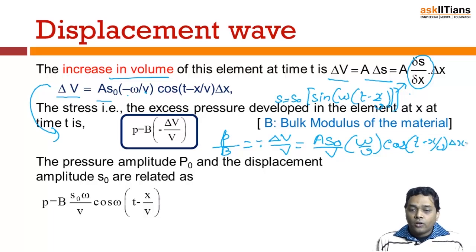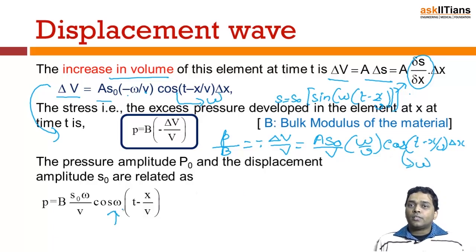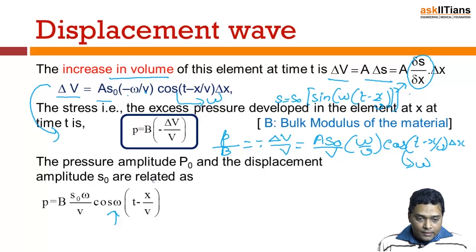If we combine all of these things, that is going to give you something like this, because A into delta x is going to go off with the volume, S naught is going to stay, omega is going to stay, V is going to stay. Rest of the things are going to remain as they are. There was a factor of omega that was missing, so I have corrected that and it comes out here. Hopefully this makes sense. So this is how the pressure is related. Now if I try to combine, you can see that this particular factor gives me the pressure amplitude.